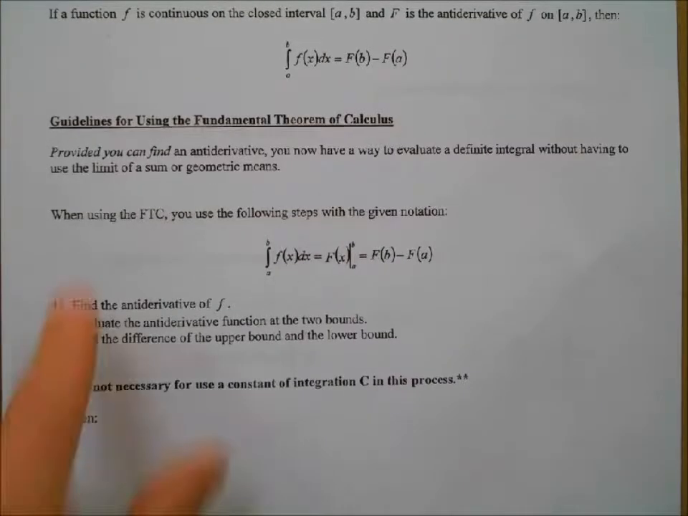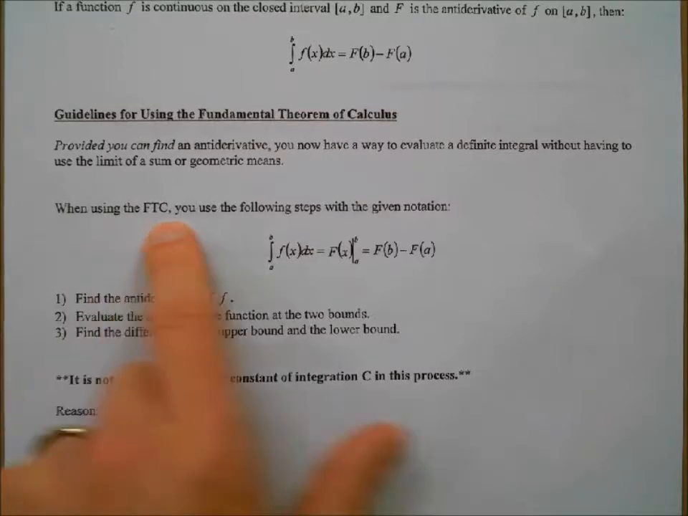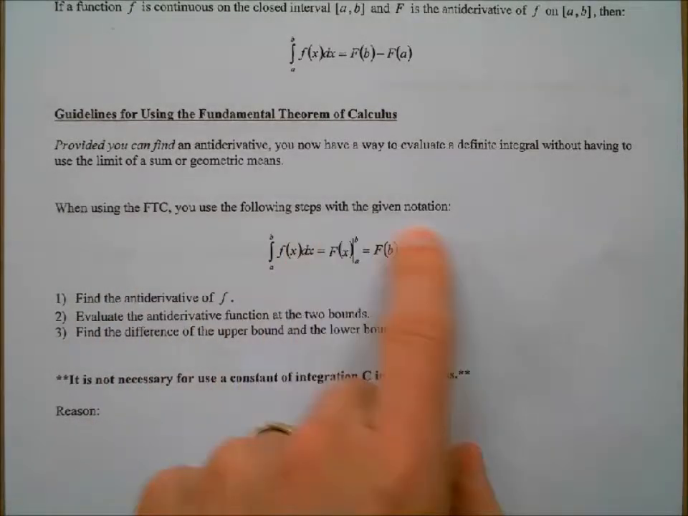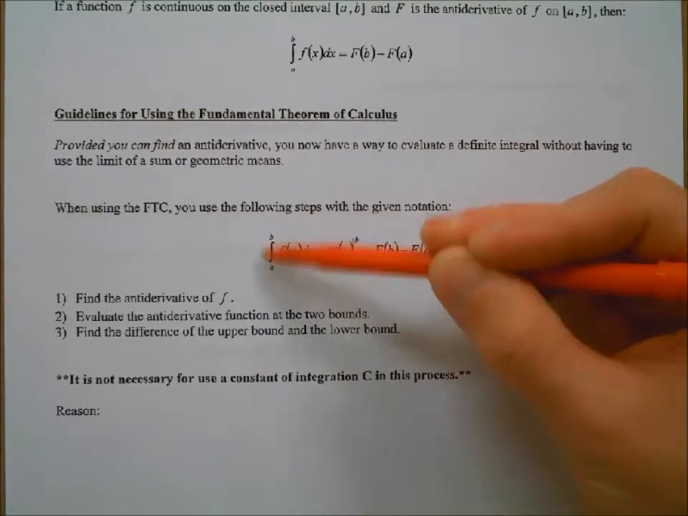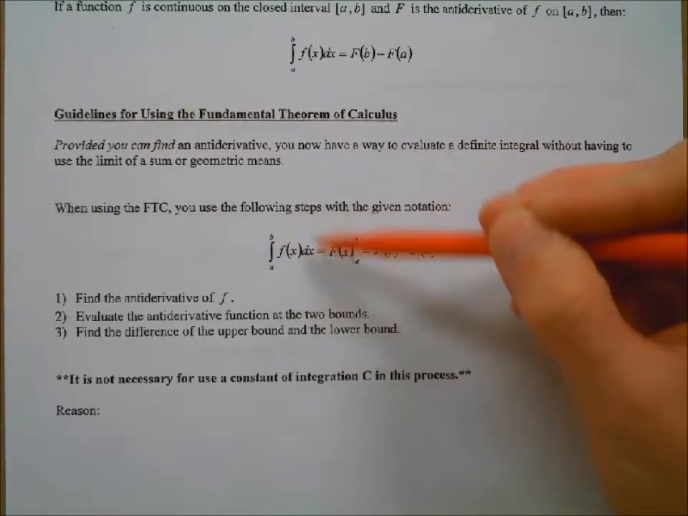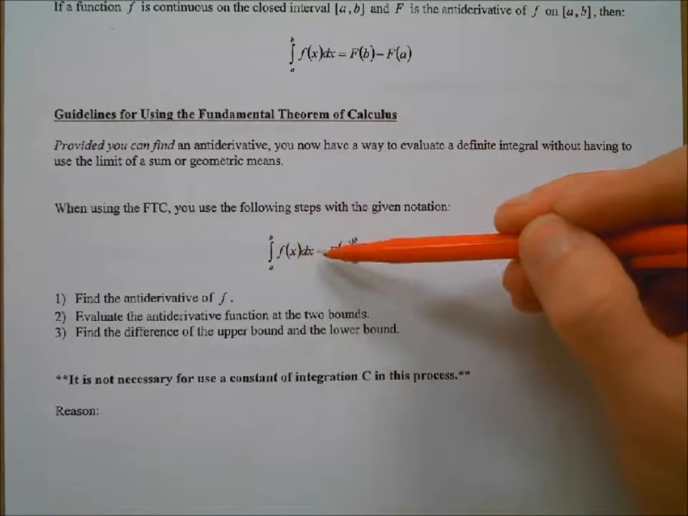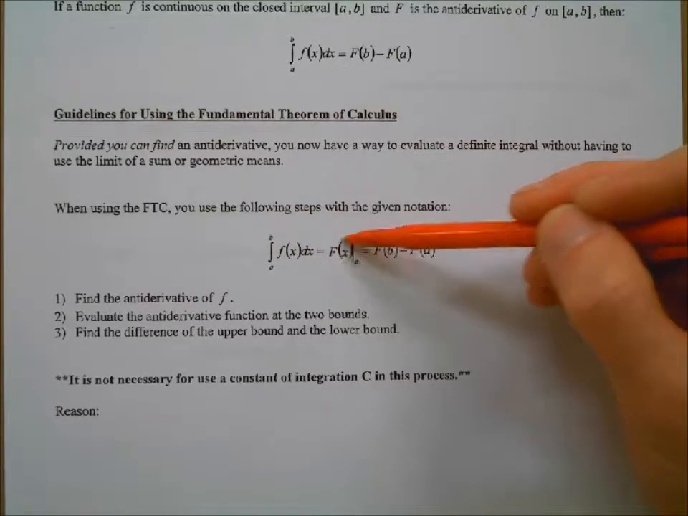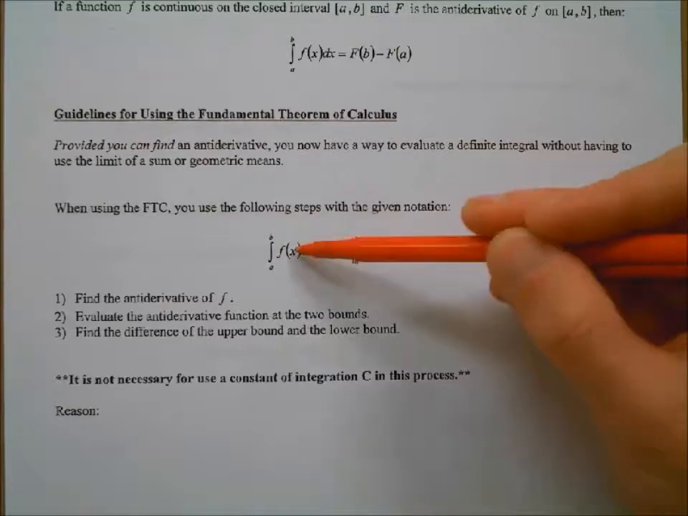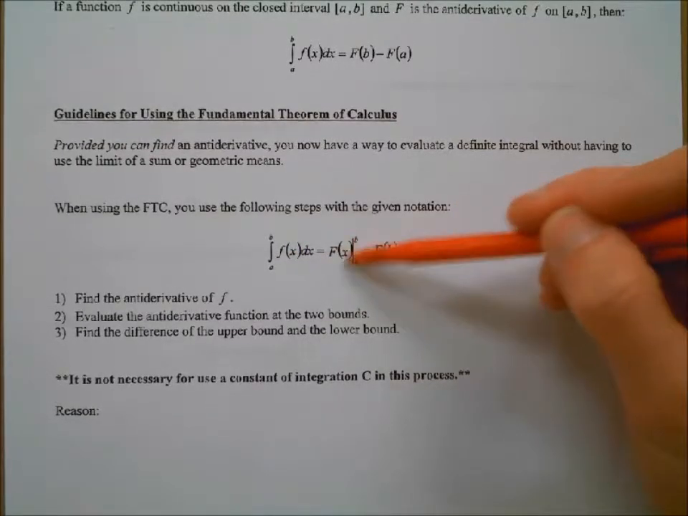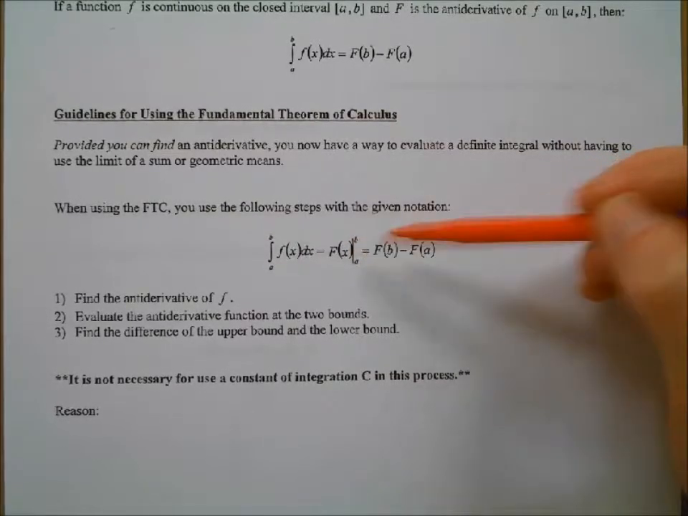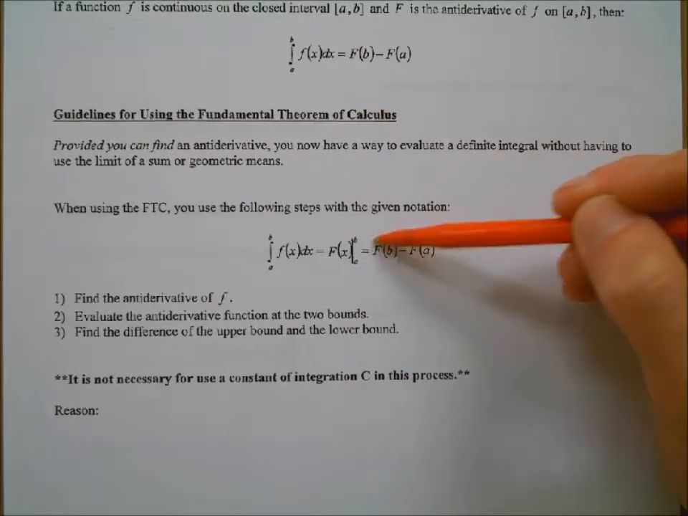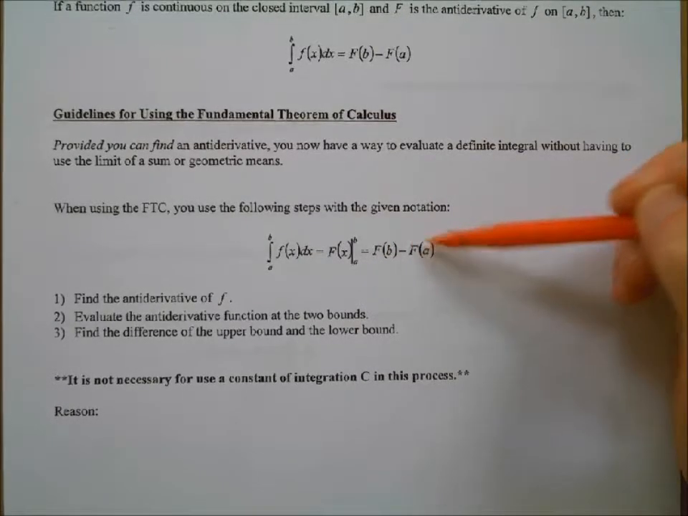Instead, we're going to use this fundamental theorem of calculus. So when using the fundamental theorem of calculus, you use the following steps with the given notation. The first thing you're going to have is the problem. Sometimes you'll have to set this up, like a word problem. Sometimes you'll be given it: just evaluate this. Then you're going to write equals, and write the antiderivative here, integrating the function f to get capital F. And then you're going to put that vertical bar, which means evaluated from a to b. And then you write the antiderivative evaluated at b minus the antiderivative evaluated at a.